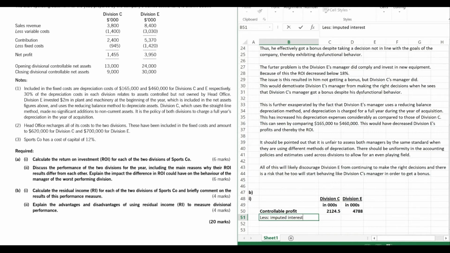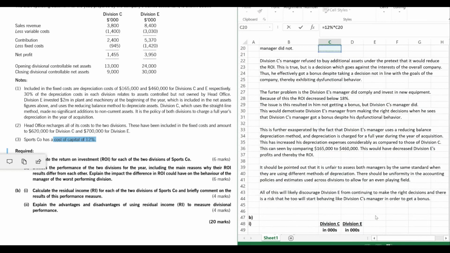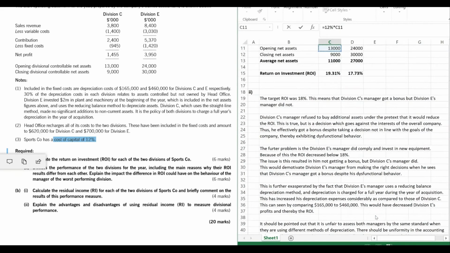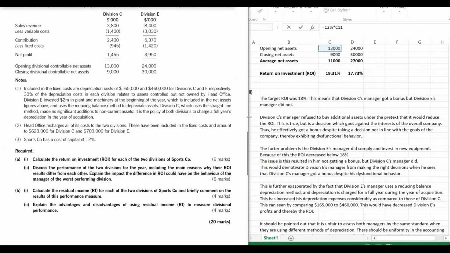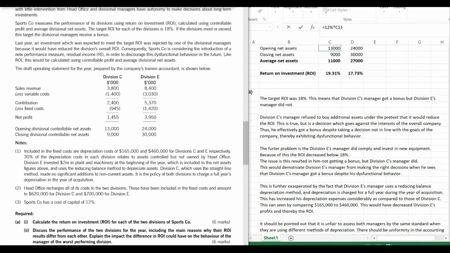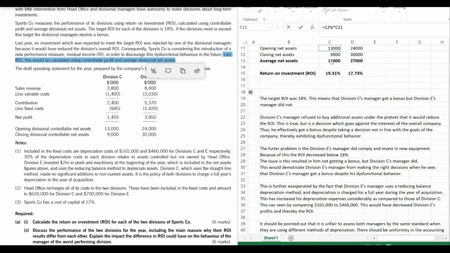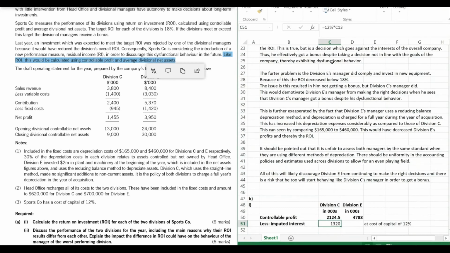And what is imputed interest? That is the cost of capital into capital employed. So the cost of capital given was 12%. So we'll just mention that at cost of capital of 12%. Okay, so this will be 12% into the capital employed. Once again, the average capital employed, because they mentioned that in the question, right? Like ROI, this would be calculated using controllable profit and average divisional net assets. So into average divisional net assets.